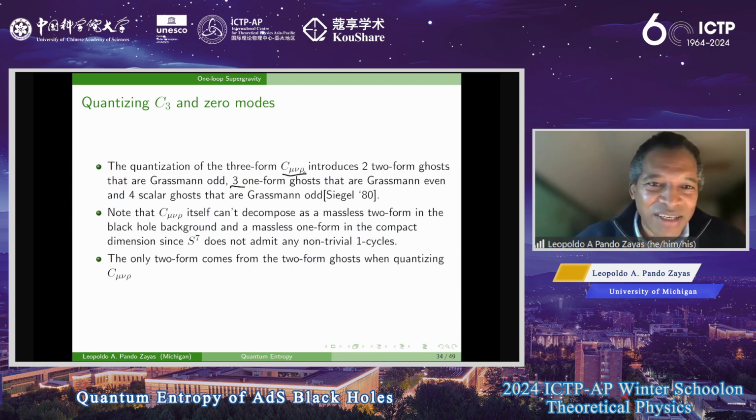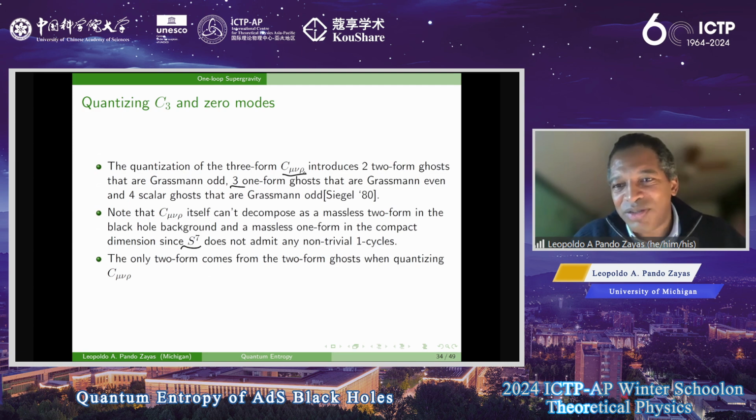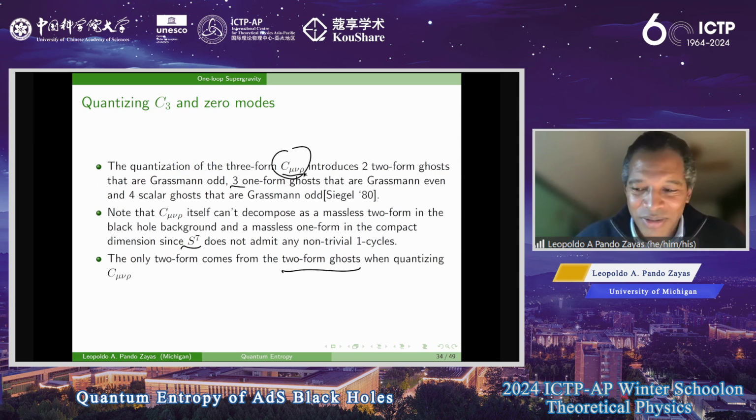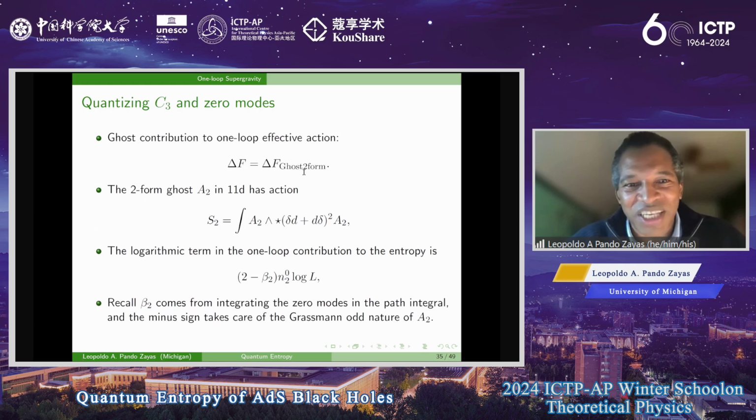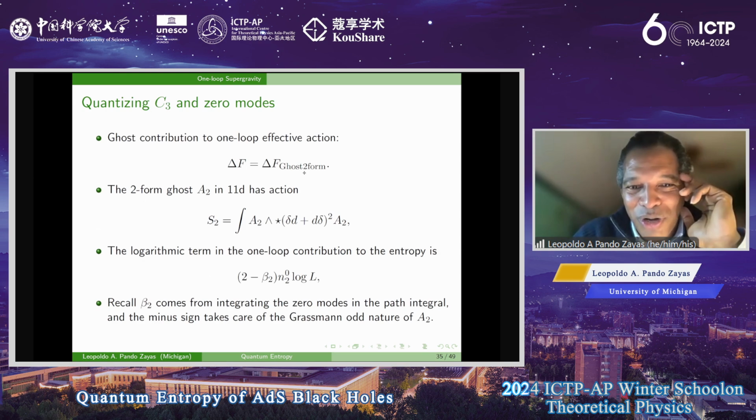All right. So again, because my space is the black hole times 7, and a 7 does not admit one trivial cycles, the only really non-trivial zero modes can come from two forms. That's why I skipped that slide, but that's the slide that allows me to count the two form zero modes. And they enter because they are the ghosts that I need to quantize this zero mode. The action of these ghost zero modes is written in the same Siegel paper. So they contribute to the one loop like this.